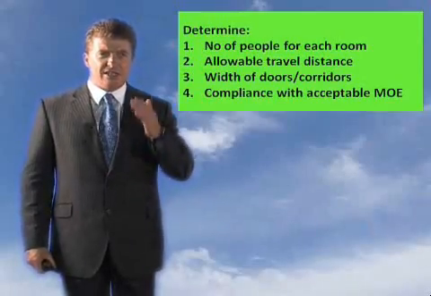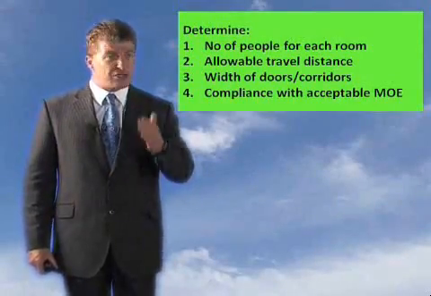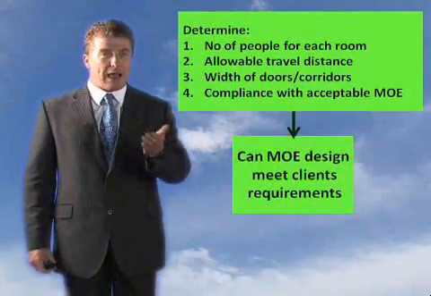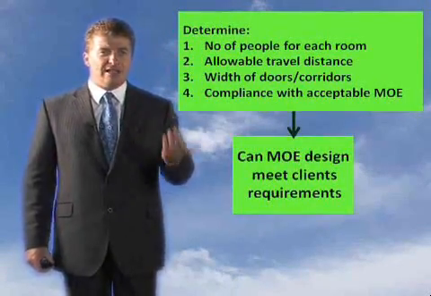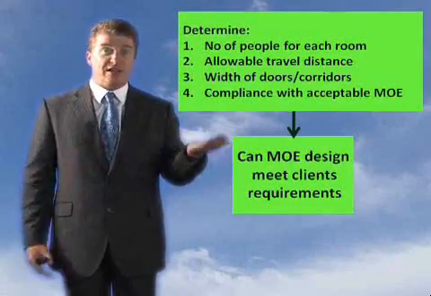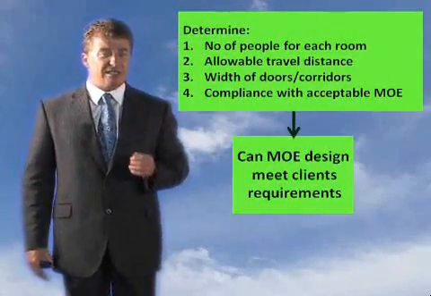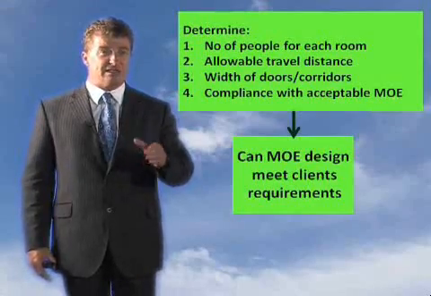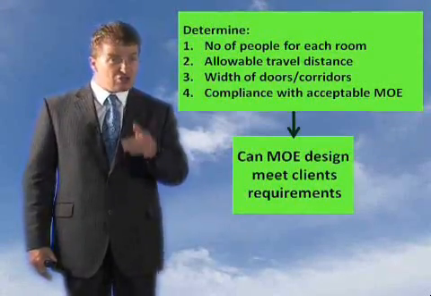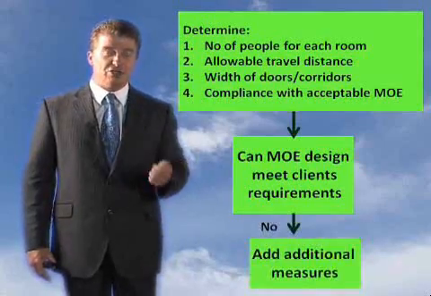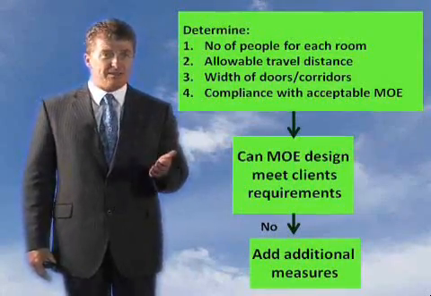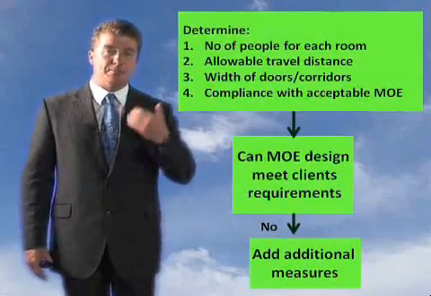So first of all, you need to determine the number of people for each room, the travel distances, the widths of doors, corridors. Does it comply with the means of escape? For example, you might be wanting to push the code and get about 55 metres, for example, a shop. And you go into the table, the travel distances with the minimum measures might say 45 metres. You need 55. In other words, you can't meet that travel distance. You can't meet the criteria for the means of escape with the minimum. You need to put in some more.